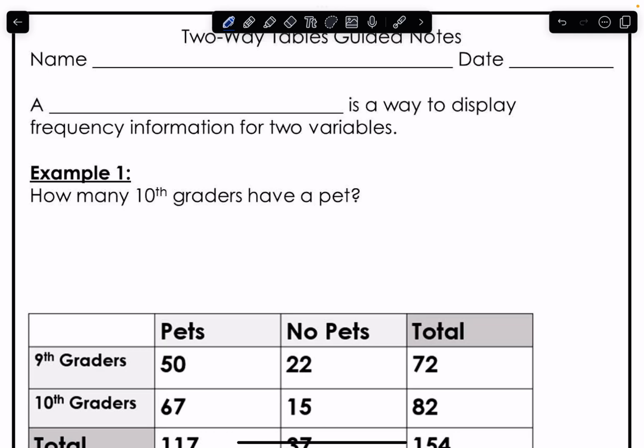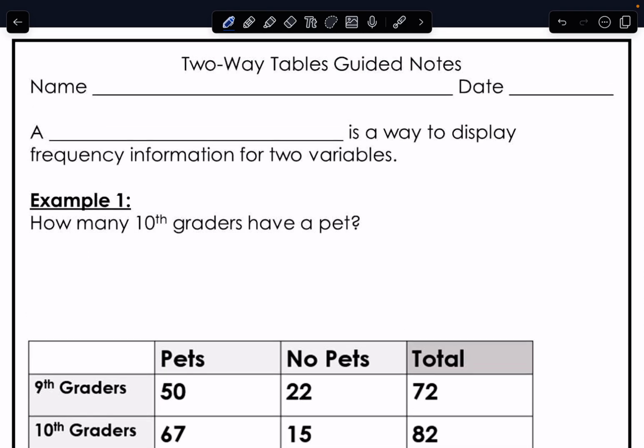Okay, let's go ahead and get started on the notes. So today we're going to talk about two-way tables. This is a little bit different than what we have been talking about this whole unit. It's still statistics, it's still a set of data, but we are not going to graph. We're really just looking at a table of data and then answering questions and finding percentages and things like that. So you'll definitely want a calculator out today to help you with your percentages.